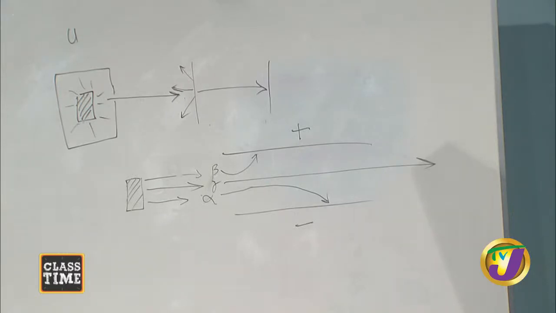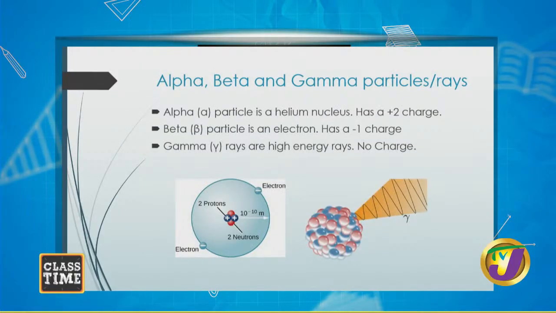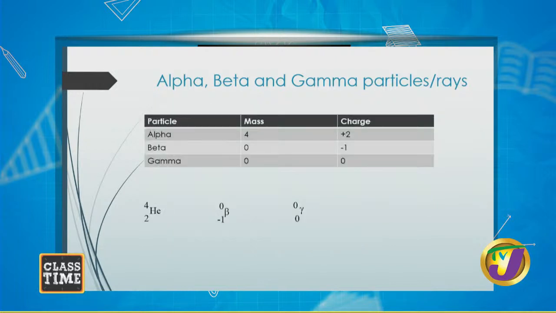And this is just a diagram showing gamma rays being given off. Gamma rays aren't particles, they're just radiation. Now, having a look at these particles, the alpha particle has a mass of 4 and a charge of +2. The beta particle has a charge of -1 because it's an electron, and it has a mass of 0 because the electron's mass is so small. The gamma rays, it's just radiation. So the mass is 0 and the charge is also 0.